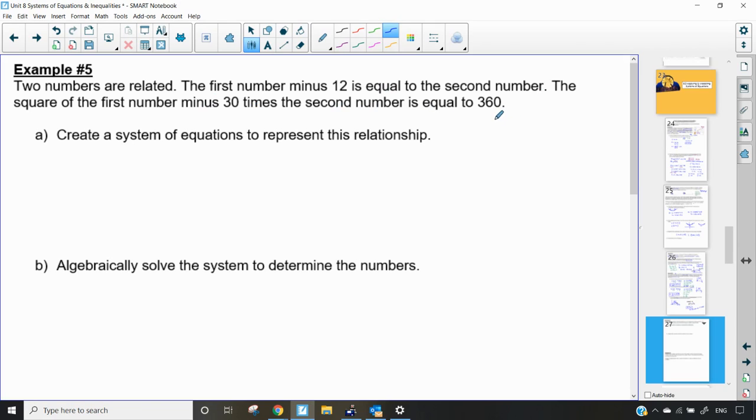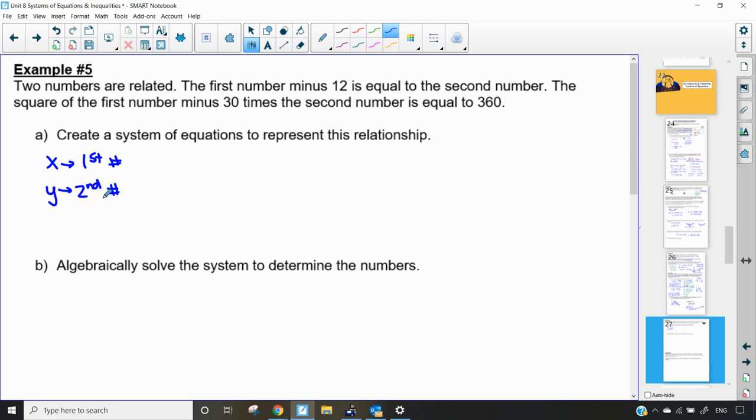Well, I don't know about you, but sometimes when I read these problems, my head kind of starts to spin a little bit. So we're going to start off first by labeling our variables. We're talking about two numbers, and we're not told anything other than they're just two numbers. So I'm going to use x and I'm going to use y. You can use any variables that you want. I'm going to make x my first number, and I'm going to make y my second number.